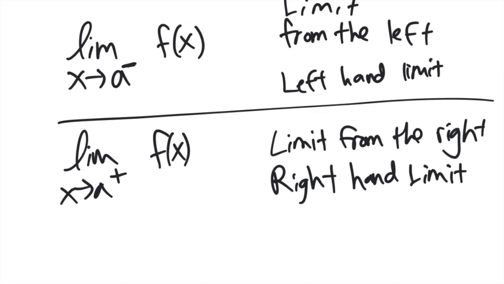Okay, so what we see in the last example, and what we'll see in a few different examples, is that the limit as x goes from the left and the limit as x goes from the right, they're not always the same. You don't always get the same thing.